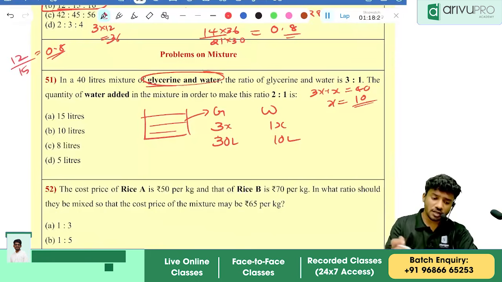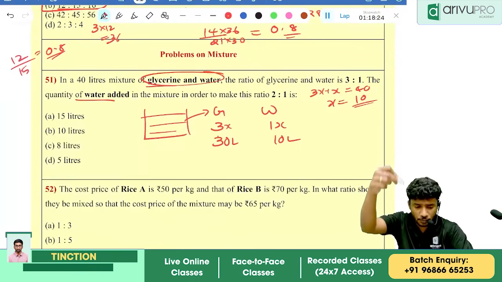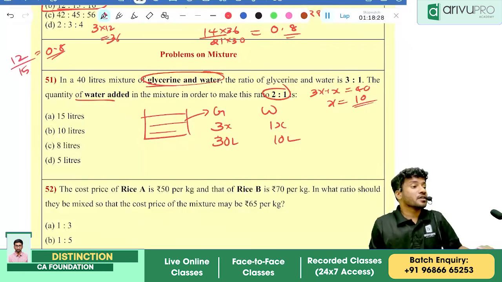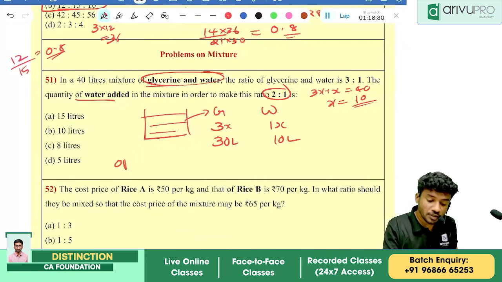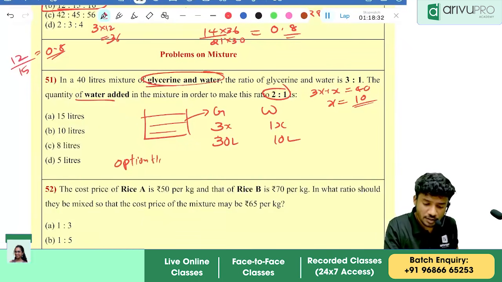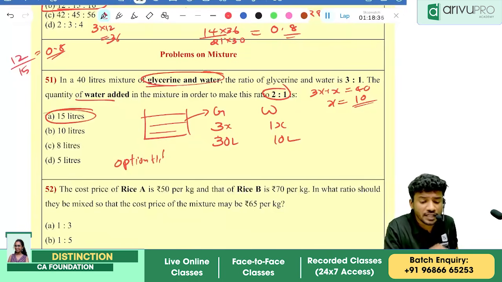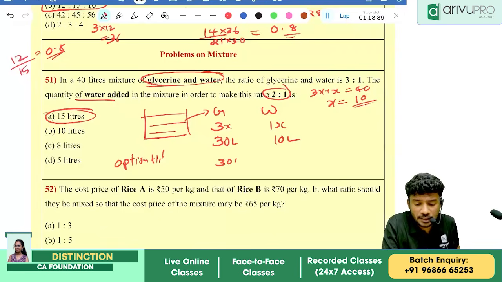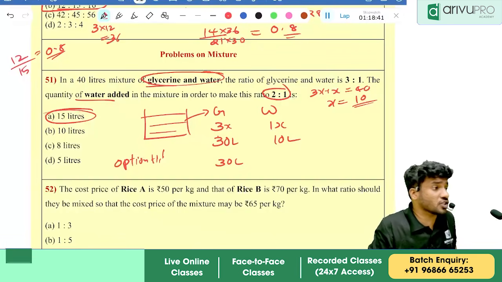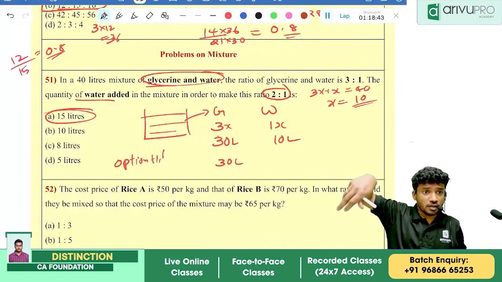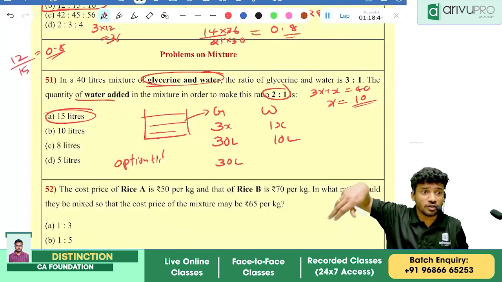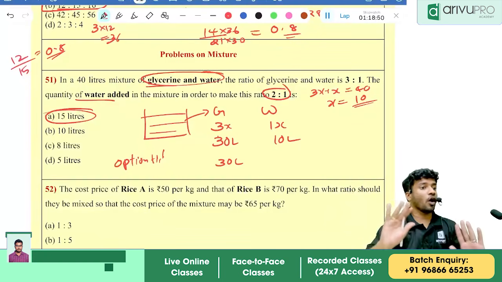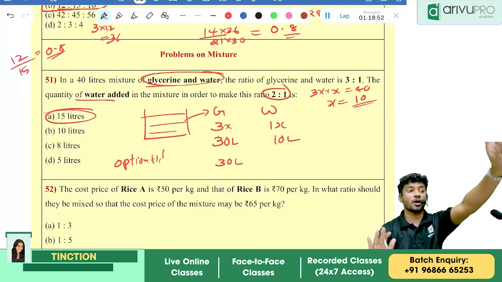Now, the question is, what quantity of water should be added to the mixture in order to make it 2:1? Easiest way is to use the options. If you add 15 liters of water, it will become 30 liters of glycerin. Will glycerin change? If I add petrol, will the amount of water change? No. Only the petrol amount will change. Similarly, if I add water here, only the water amount will change. The glycerin amount will not change.